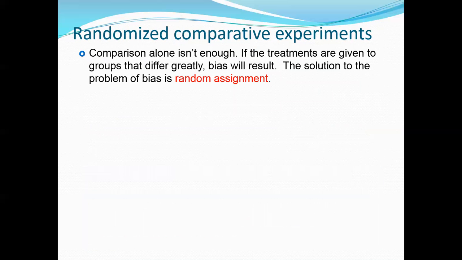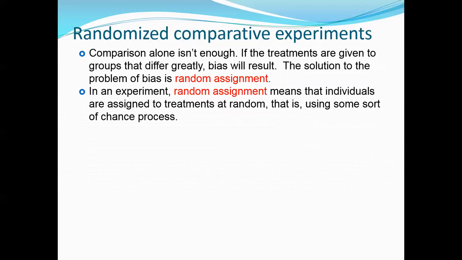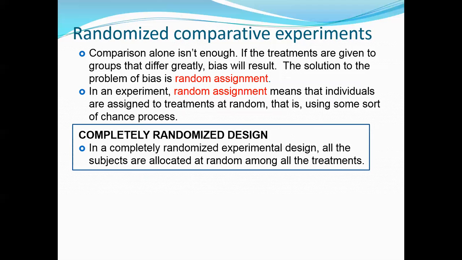Comparison alone isn't enough. If the treatments are given to groups that differ greatly, bias will result. The solution to the problem of bias is random assignment. In an experiment, random assignment means that individuals are assigned to treatments at random, that is, using some sort of chance process. Completely randomized design. In a completely randomized experimental design, all the subjects are allocated at random among all the treatments.